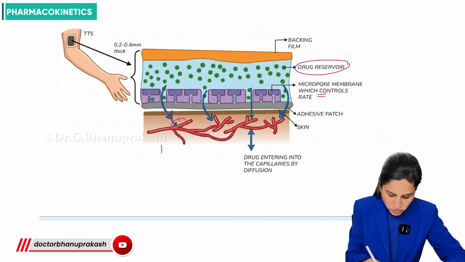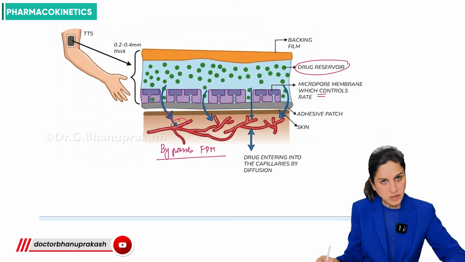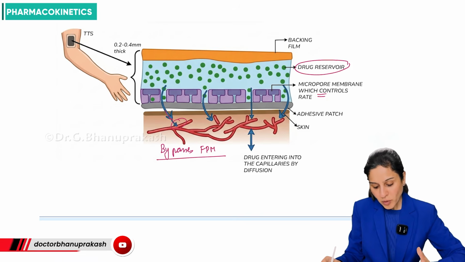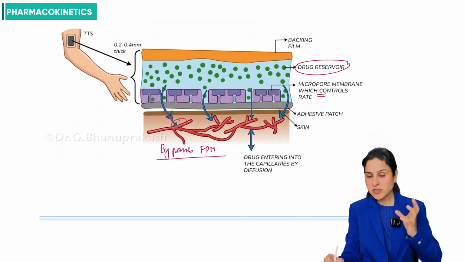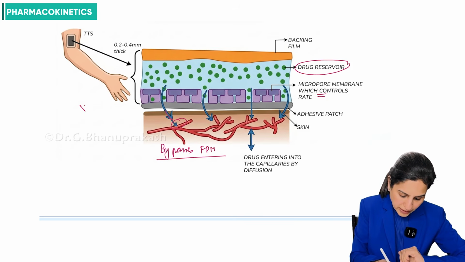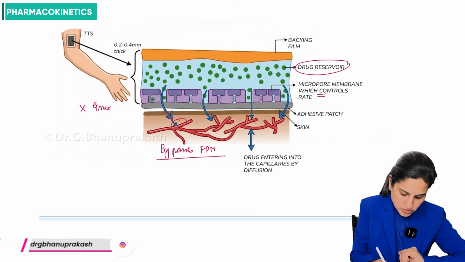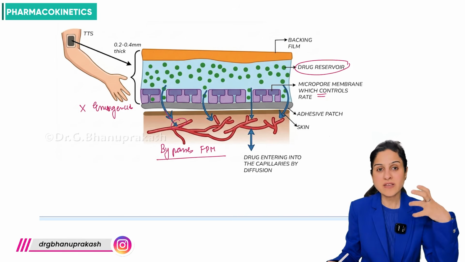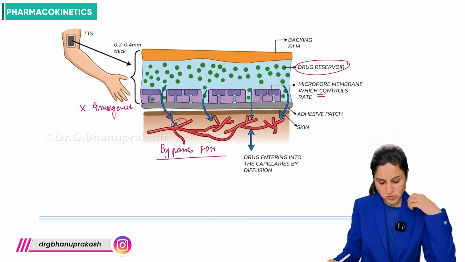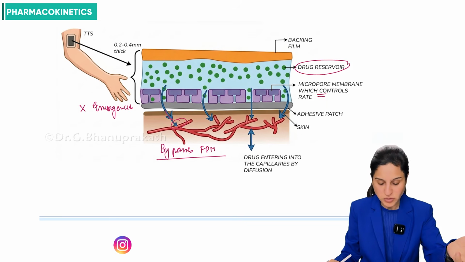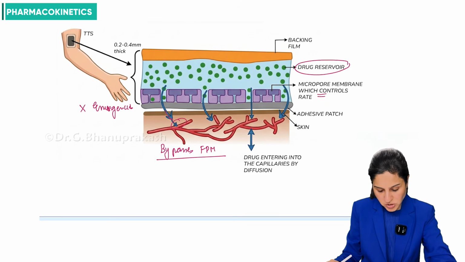So this route also bypasses the liver, so it bypasses the first pass metabolism. That is very important. Another important thing to know is that because the drug is released very slowly, this route cannot be used in emergencies, because it doesn't give rise to peaks of the drug. There are no immediate peaks that you achieve with this, so it can't be given in emergencies.